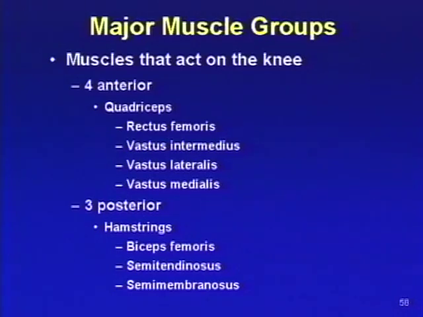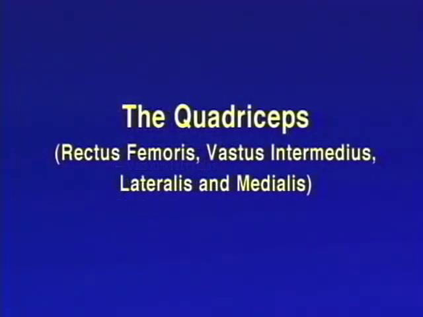It is now time to look at the muscles that act on the knee. We'll talk about 4 anterior muscles, namely the quadriceps: the rectus femoris, the vastus intermedius, the vastus medialis, and the vastus lateralis. Then we'll talk about 3 posterior muscles, namely the hamstrings group, which are the biceps femoris, the semitendinosus, and the semimembranosus.